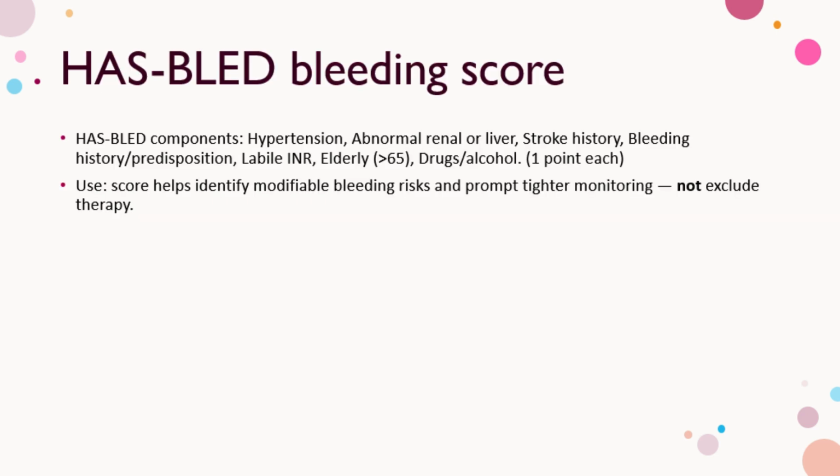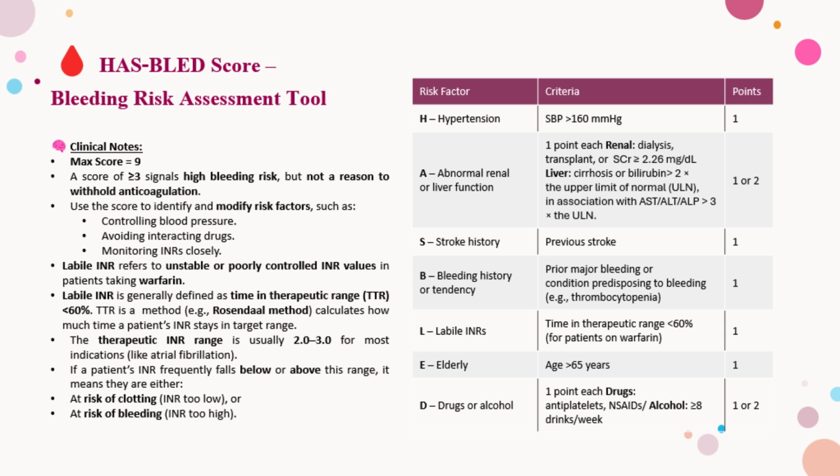Before initiating or continuing anticoagulation therapy, it is essential to assess the risk of bleeding alongside the risk of stroke. The HAS-BLED score is a validated clinical tool used to estimate the annual risk of major bleeding in patients with atrial fibrillation who are being considered for anticoagulation. Each letter corresponds to a modifiable or non-modifiable risk factor.